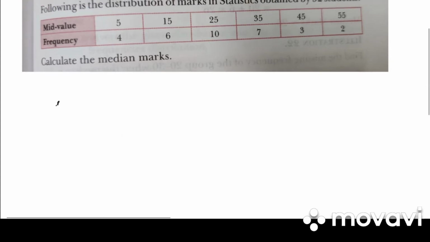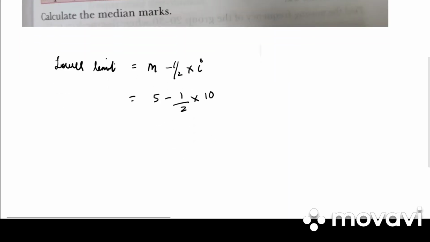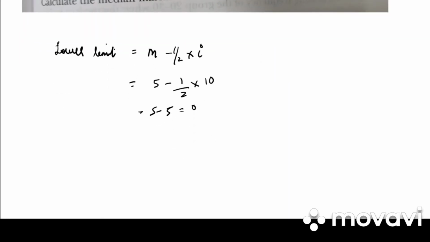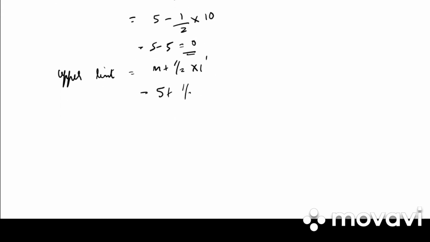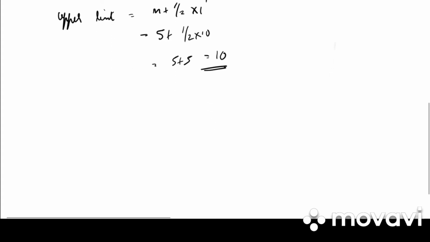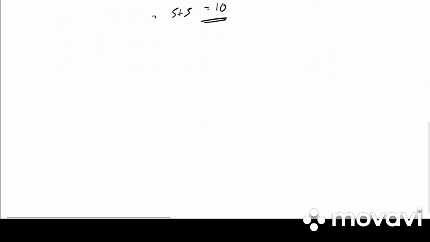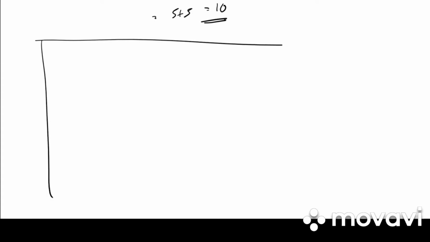So how do we find out the lower limit? Lower limit is equal to m minus half into i. So m is 5 minus 1 by 2 into 10. 5 minus 5 is 0. Then we have upper limit m plus half into i, 5 plus half into 10, 5 plus 5, that is 10. So the first class interval will be 0 to 10 and remaining can be found out.